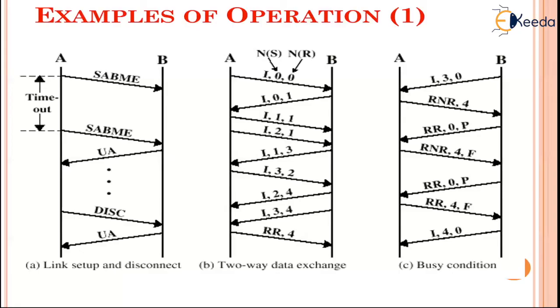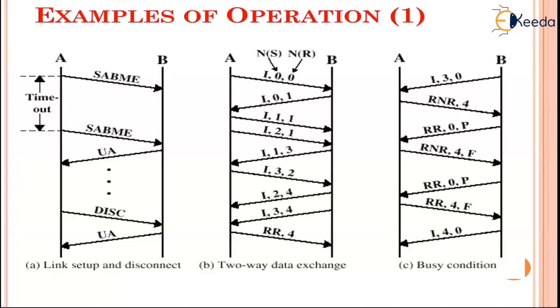Then figure C shows an operation involving a busy condition. Such a condition may arise when an HDLC entity is not able to process I-frames as fast as they are arriving, or the intended user is not able to accept data as fast as they arrive in I-frames. In either case, the entity's receive buffer fills up and it must halt the incoming flow of I-frames using an RNR command. In this example, A issues an RNR which requires B to halt transmission of I-frames.